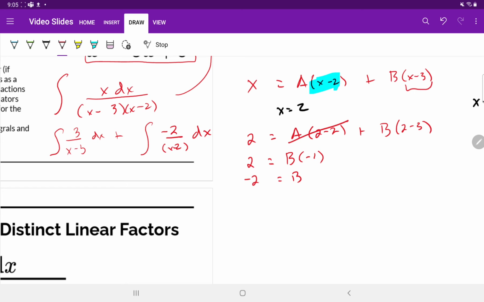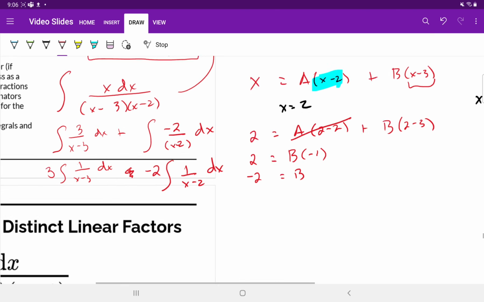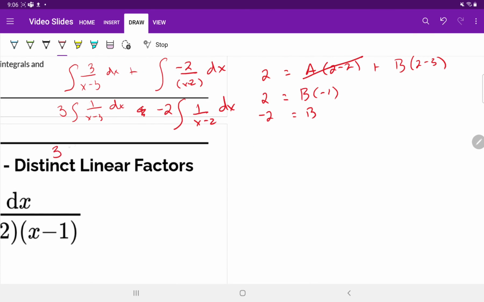And now what I can do is take that 3 and that negative 2 out completely. That's going to be 3 times the integral of 1 over x minus 3 dx, minus 2 times the integral of 1 over x minus 2 dx. Now sometimes you might want to use u substitution here if you had a coefficient and you're having a little bit of trouble seeing how that would cancel out with the chain rule. But this is going to be pretty straightforward, so I'm going to have 3 natural logarithm of x minus 3 minus 2 natural logarithm of x minus 2, and then I'll tack on a plus c there.